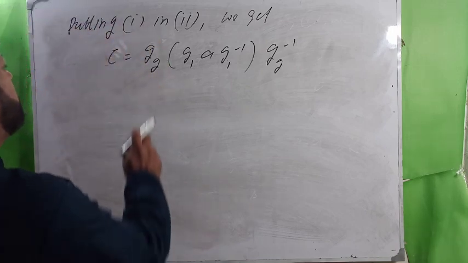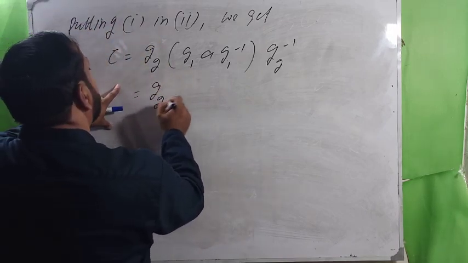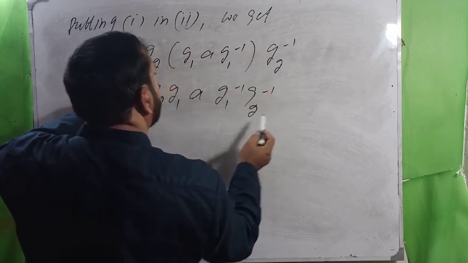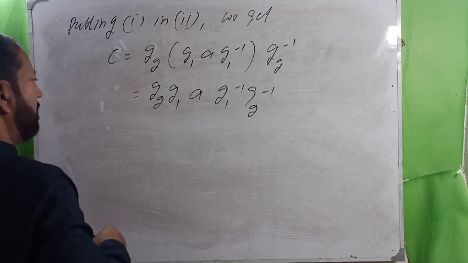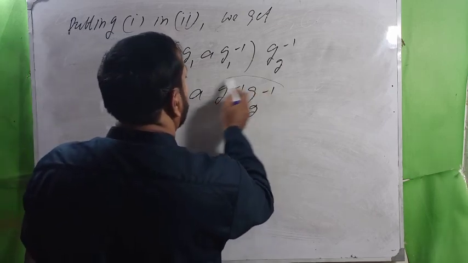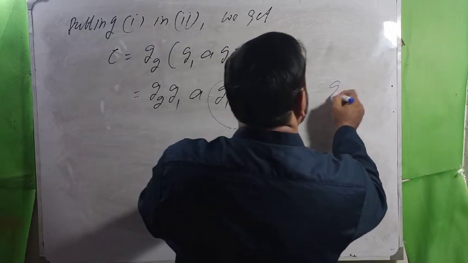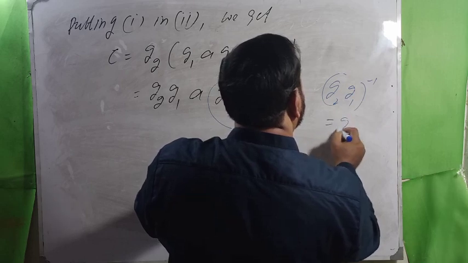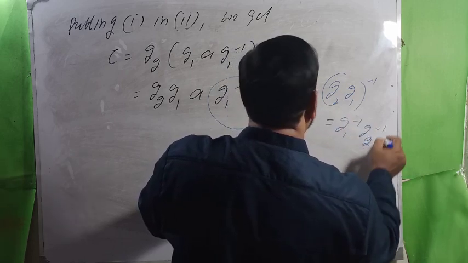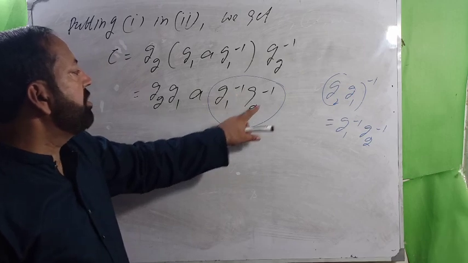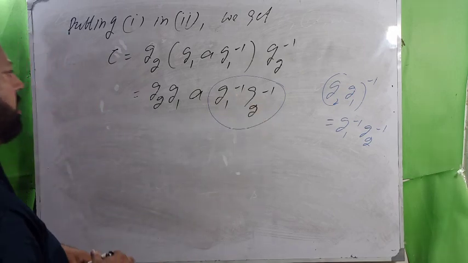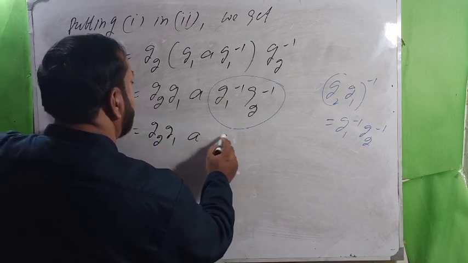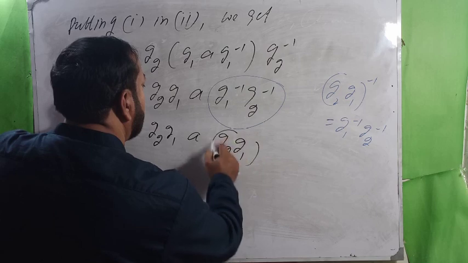So from here you see this is G2 G1 A G1 inverse G2 inverse. These two can be combined. Look at here. You know that G2 G1 inverse can be written as G1 inverse G2 inverse. So you see here G1 inverse G2 inverse. So this can be written as G2 G1 A (G2 G1) whole inverse.